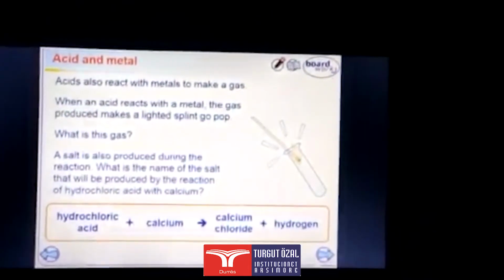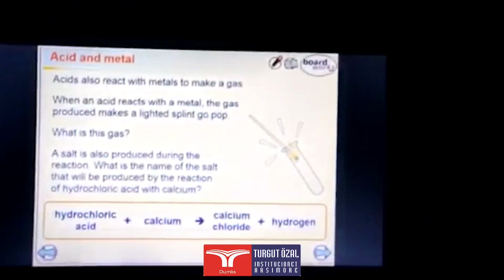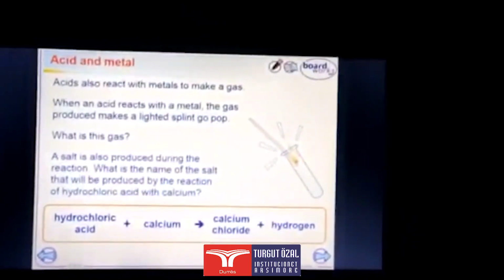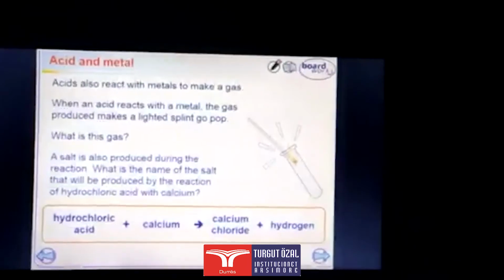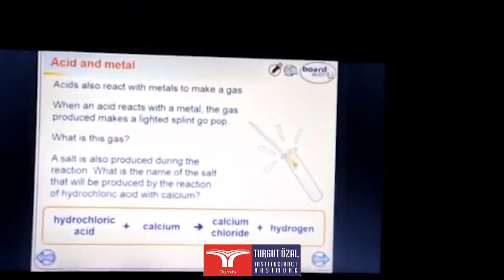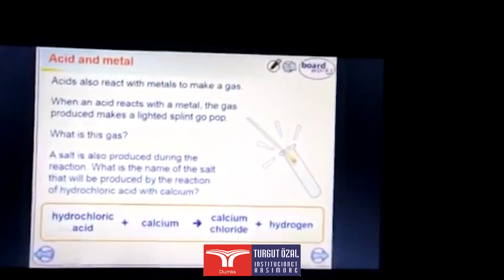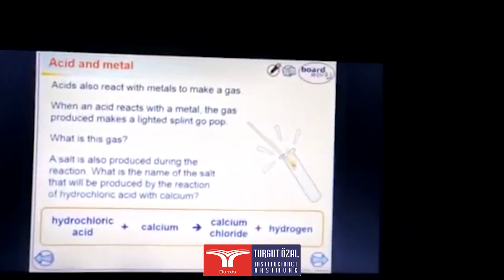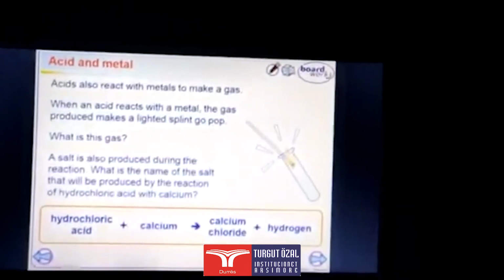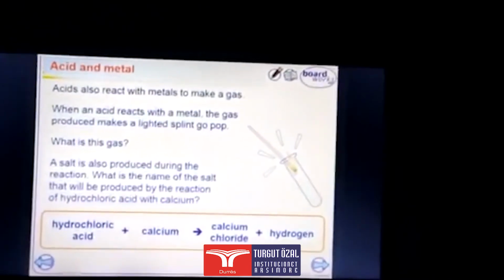Acids and metals. Acids also react with metals to make a gas. When an acid reacts with a metal, the gas produced makes a lighted splint go pop, so it explodes. What is this gas? A salt is also produced during the reaction. What is the name of the salt that will be produced by the reaction of hydrochloric acid and calcium? We will get calcium chloride and hydrogen.